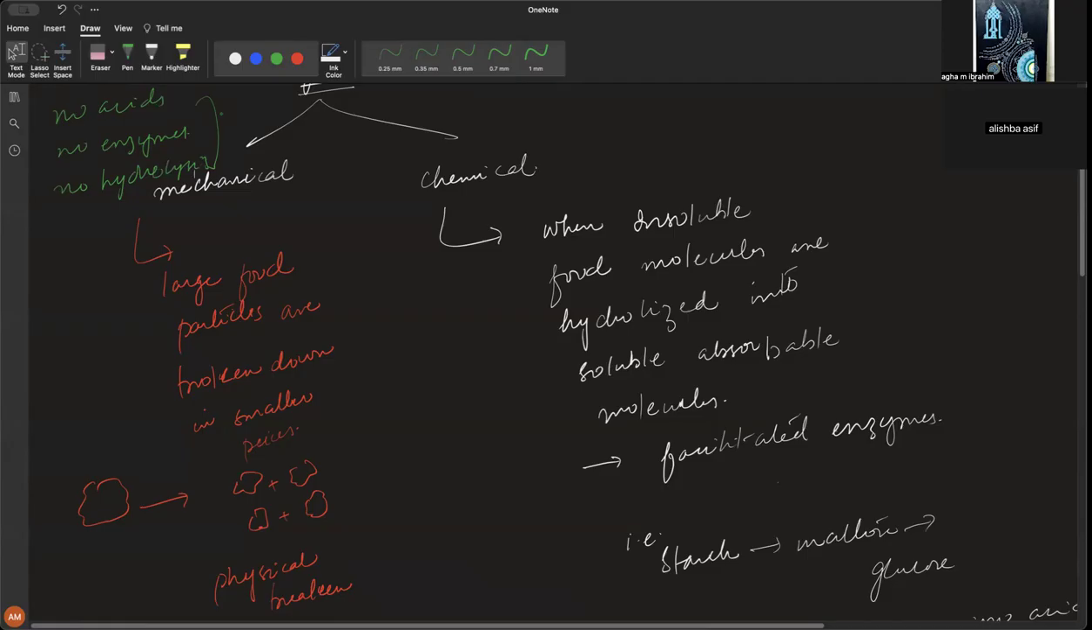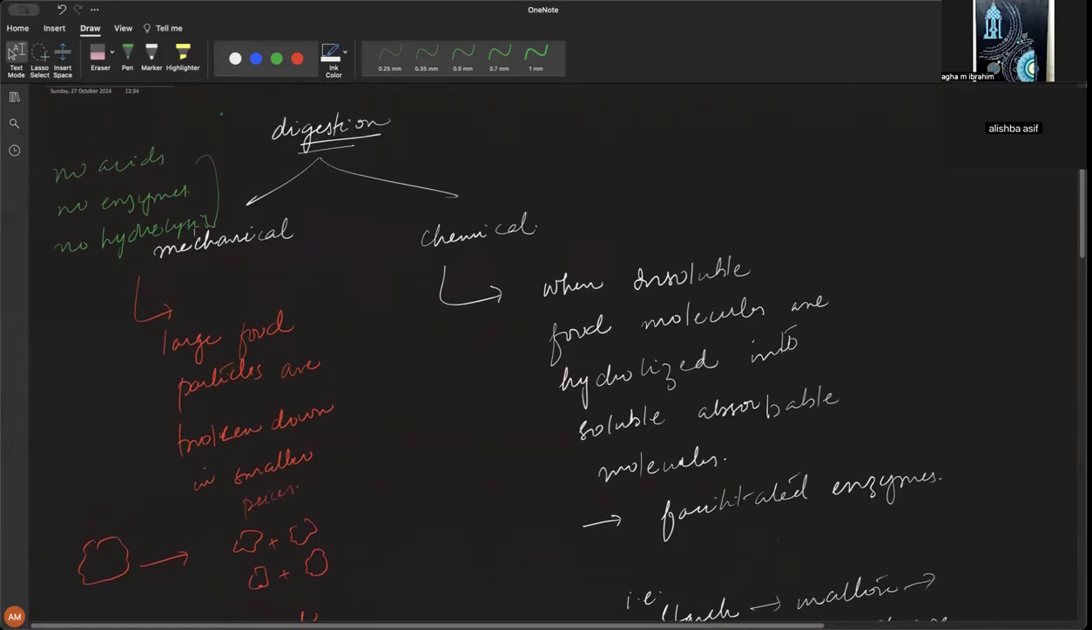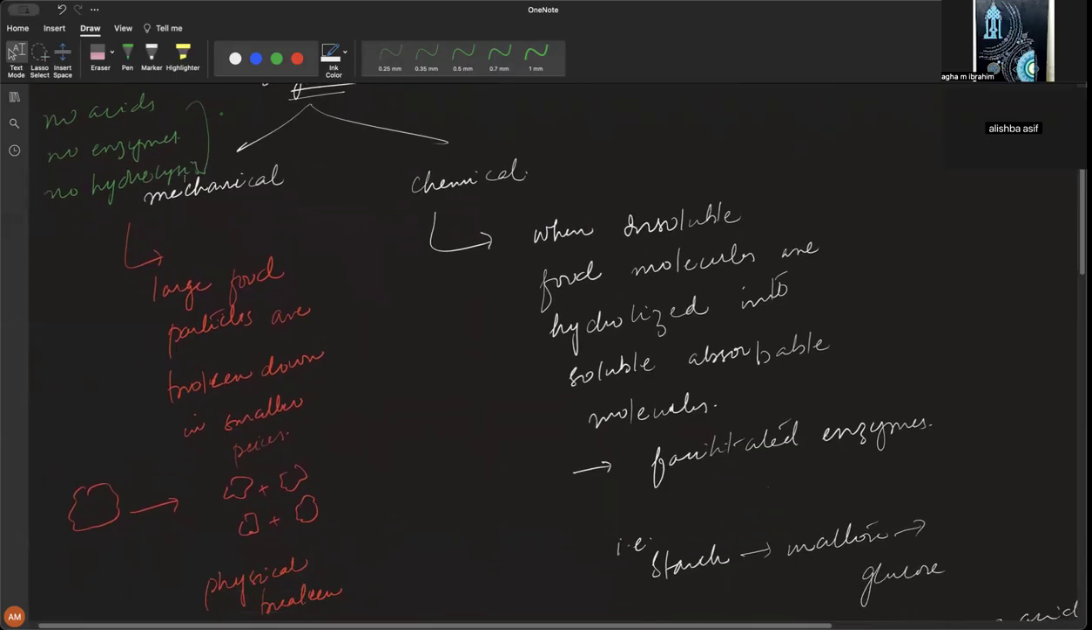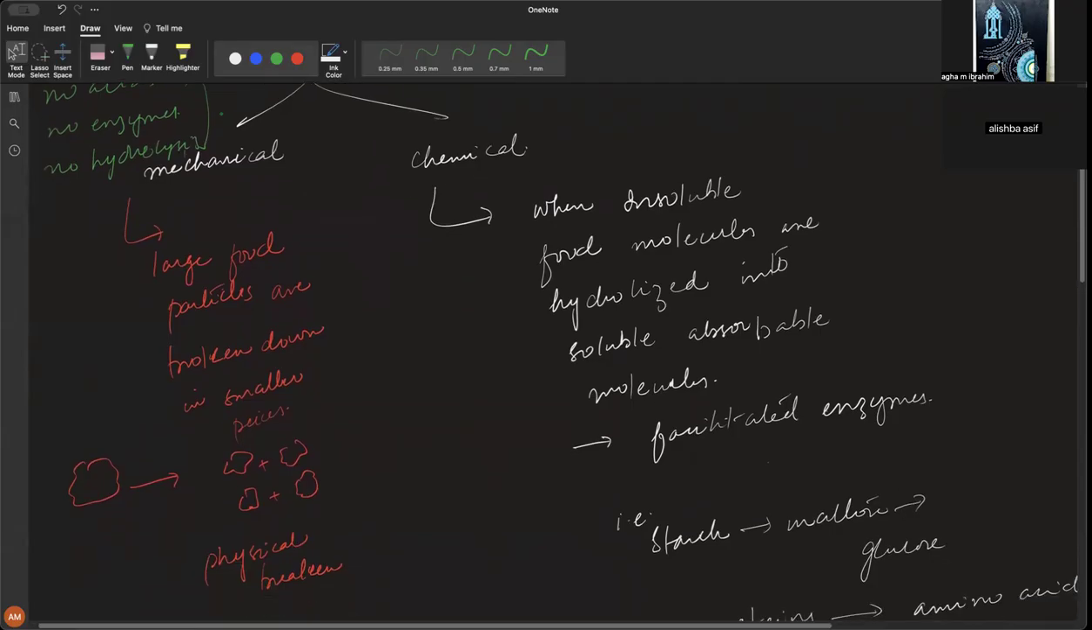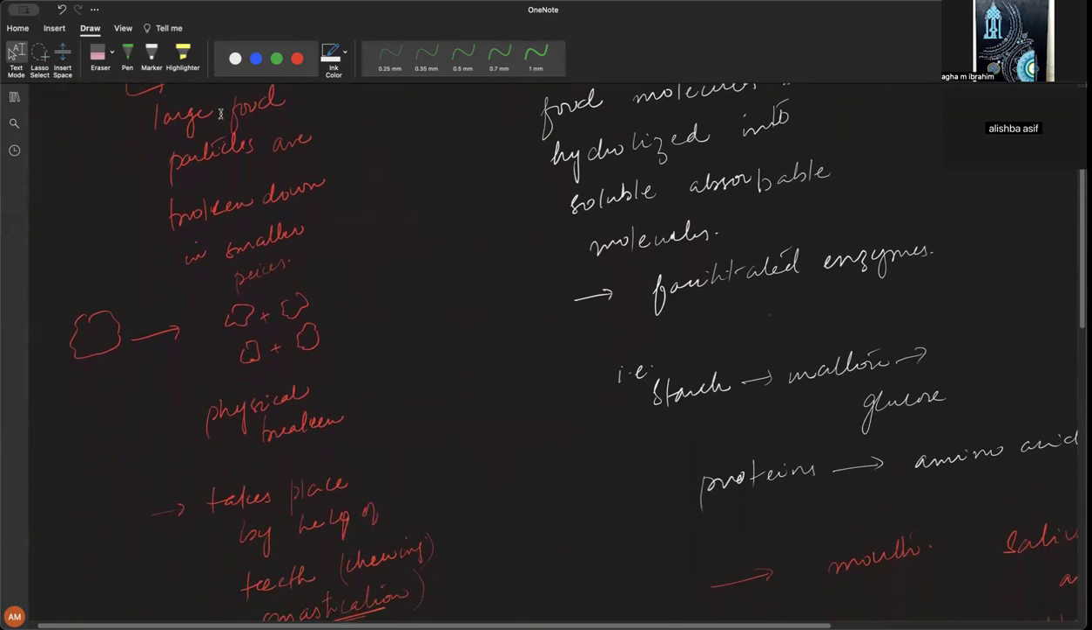So in mechanical digestion, large food particles are broken down into smaller pieces. Right? It's actually breaking of large particles into smaller pieces. This is actually a physical digestion, right?